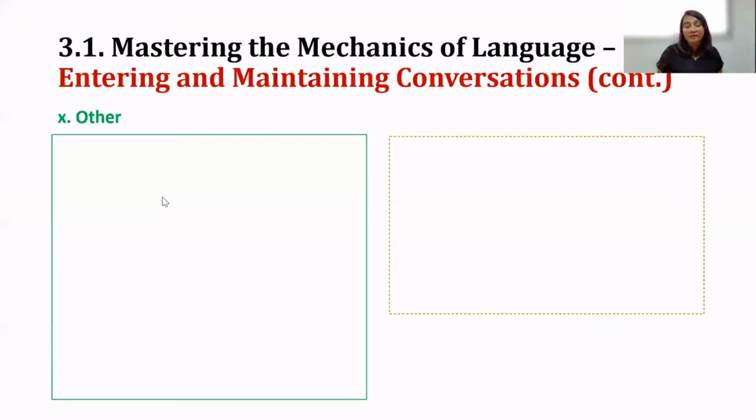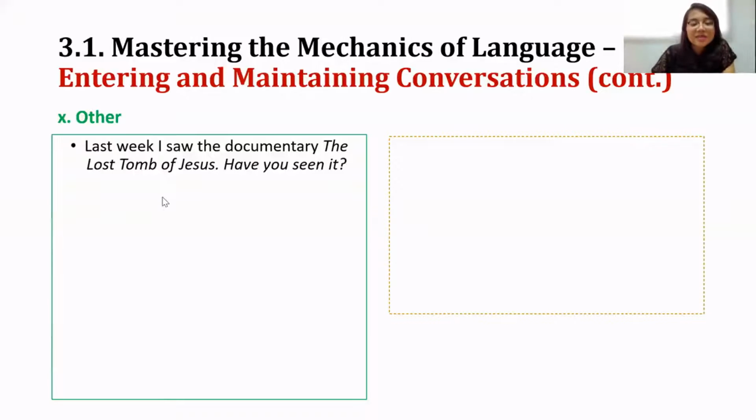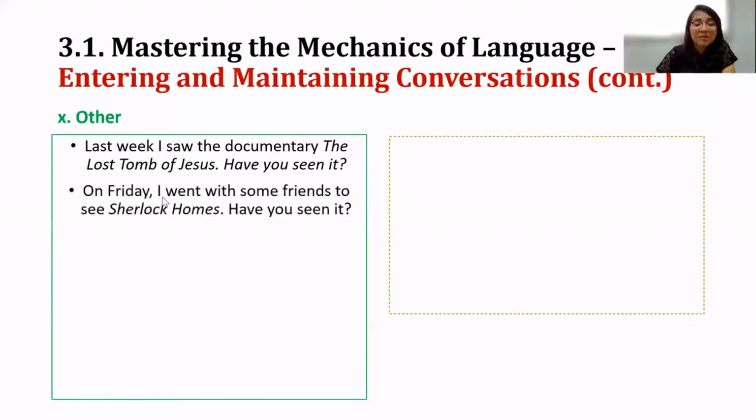And now for other topics. We have discussed 9 topics previously that we can use in a small talk. Now, how about other topics? First, last week I saw the documentary, The Lost Tomb of Jesus. Have you seen it? Or if you happen to know a movie played in the cinema and the movie is what everyone talks about, then we can use that to start a conversation and to make the conversation with someone new, right? Maybe you and your speaking partner share the same interest, right?